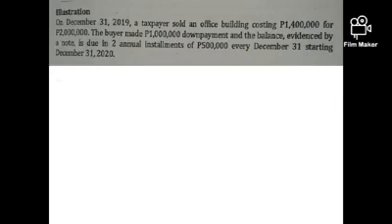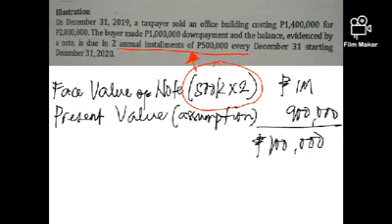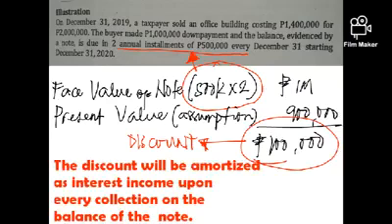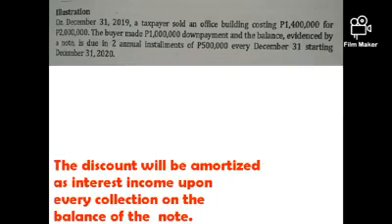If you notice, there is a difference between the face value of the notes receivable and the present value of the notes receivable. The face value is 1 million pesos and then the present value is 900,000 pesos. So the difference is 100,000 pesos. The difference of 100,000 pesos is known as the discount. And the 100,000 pesos discount is going to be amortized as interest income upon every collection on the balance of the note. So this means that in every installment, we're going to allocate a portion of the discount and report that portion as interest income.